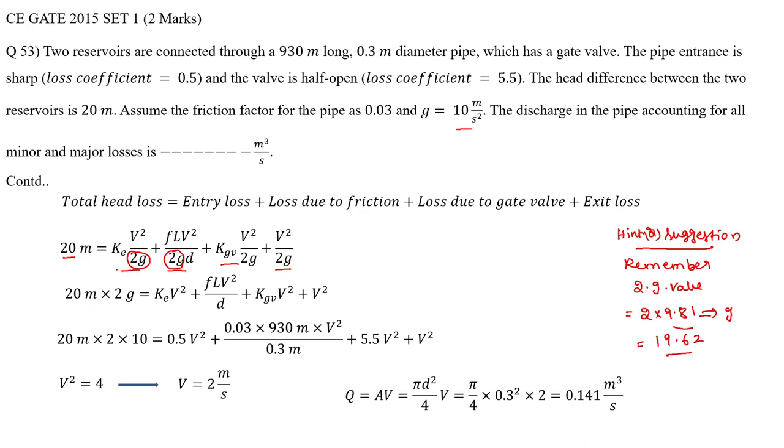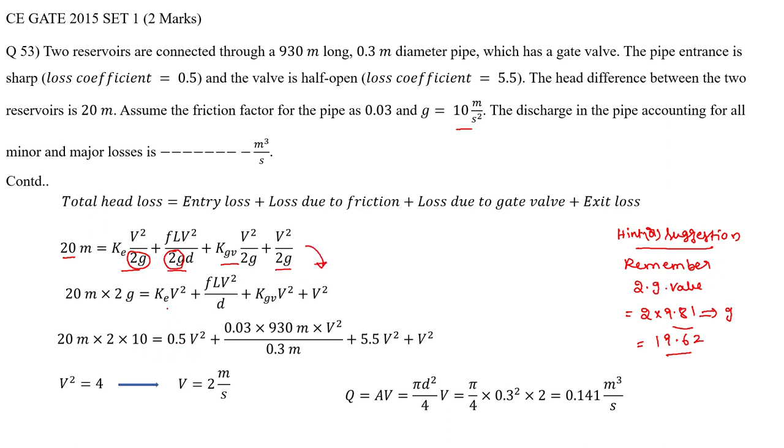So now what we do is bring this 2g to this side: 20 meter into 2g is equal to K into V square plus f L V square by D, plus K g V square plus V square. So you can see how I got this particular equation from the earlier equation.